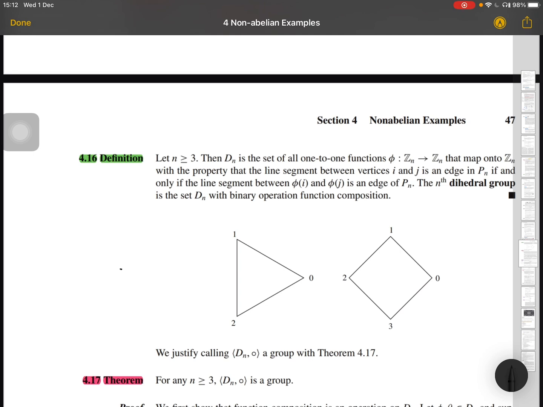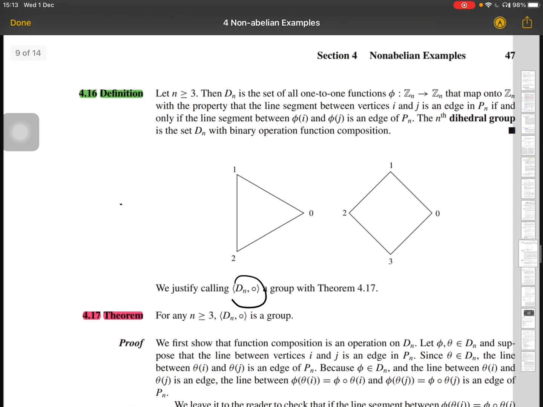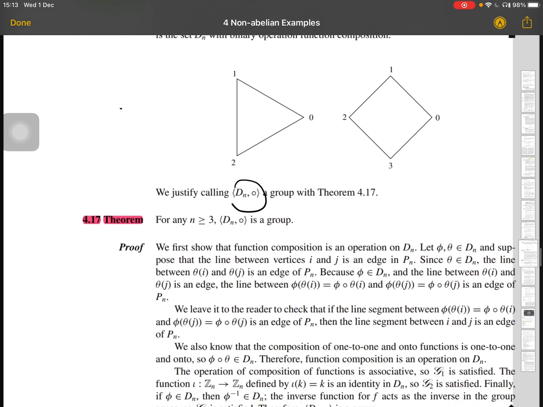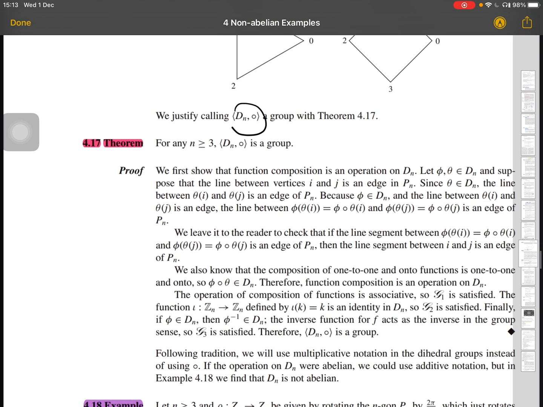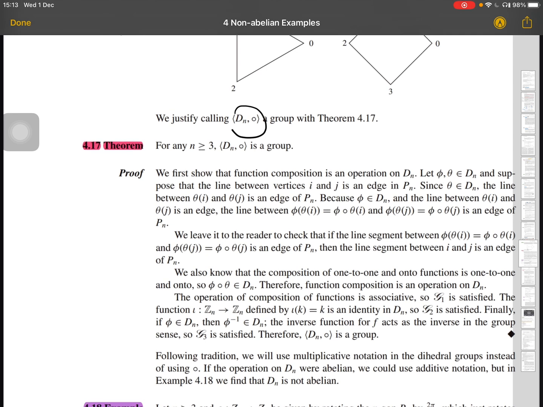So the n-dihedral group is the set Dn with the binary operation of function composition, right? We justify calling that a group with Theorem 4.7. So how do we show that this dihedral group is a group? It's given in Theorem 4.7, so you can read the proof down there.